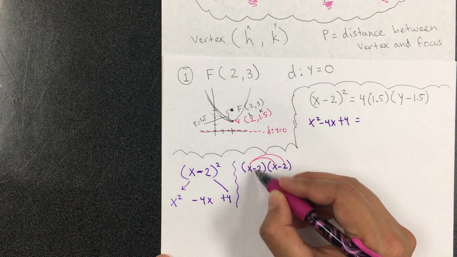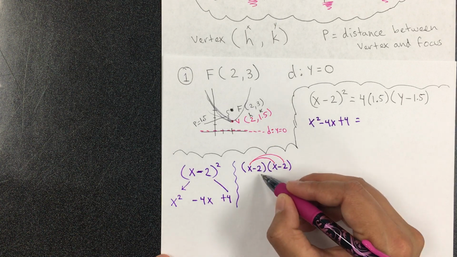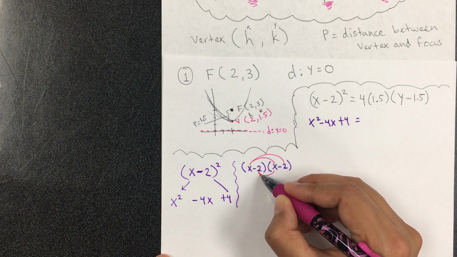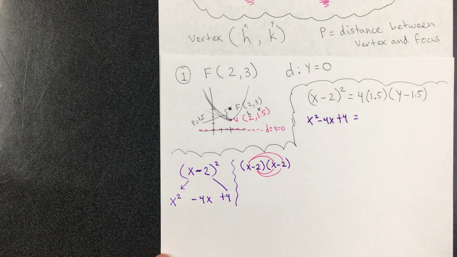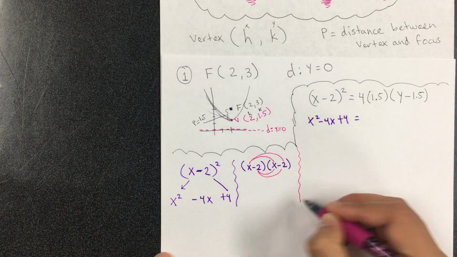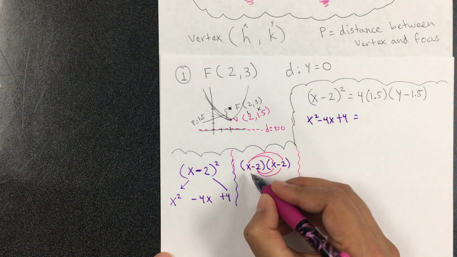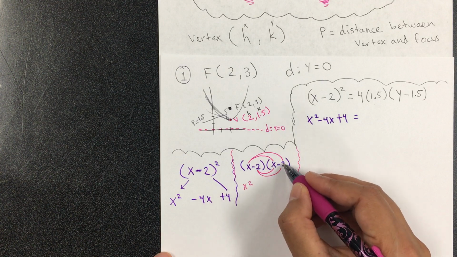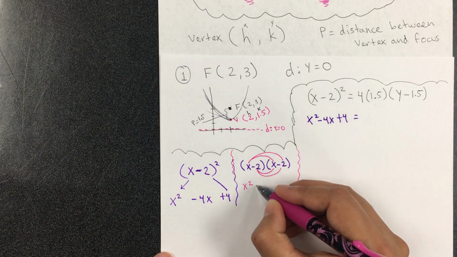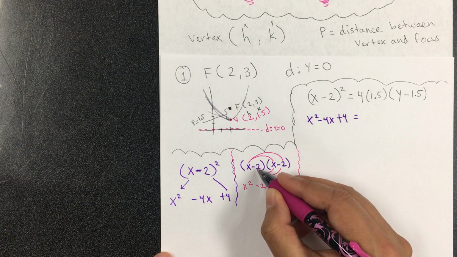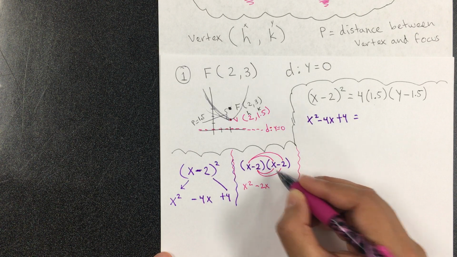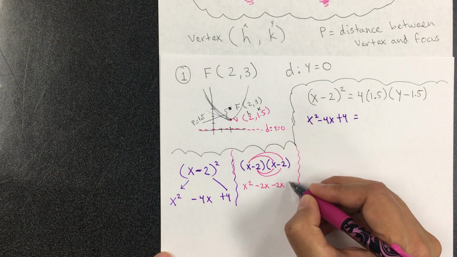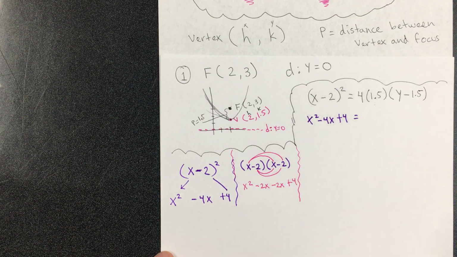Then you take the second term in the first parenthesis, negative 2, times x and negative 2 times negative 2. So that's what you're going to be doing if you remember this method. So x times x is x squared. X times negative 2 is negative 2x. Then we will go to the next one. Negative 2 times x is negative 2x. And negative 2 times negative 2 is positive 4.